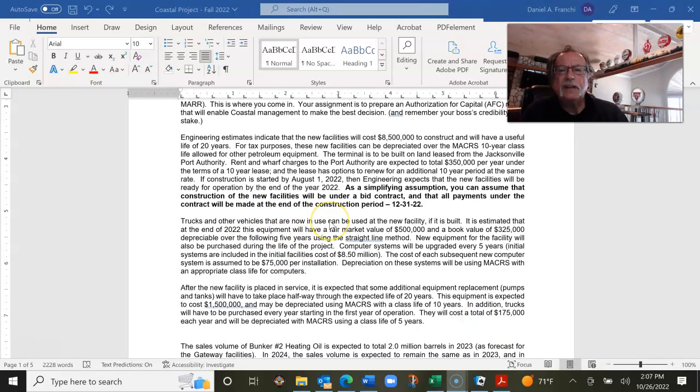The trucks that they currently have at the facility have an estimated market value of $500,000 and a book value of $325,000. That's going to be important if you decide to stop operations. If you don't decide to stop operations, you can continue using these trucks at the new facility, but they're going to need to be replaced. I'll talk about that in a little bit.